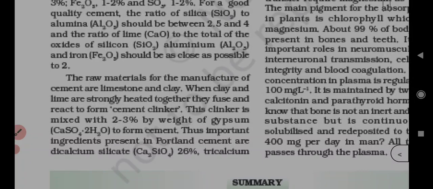The raw materials for the manufacture of cement are limestone and clay. To make cement we need limestone, from limestone we get calcium oxide, and clay. When clay and lime are strongly heated together, they fuse and react to form cement clinker.